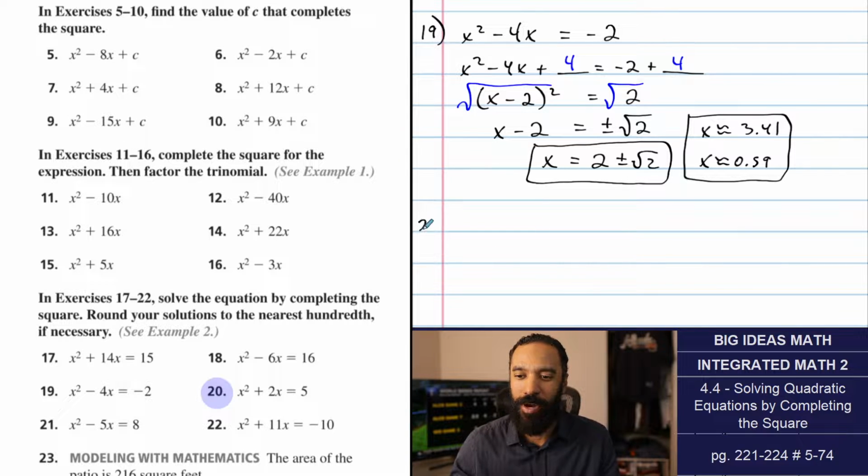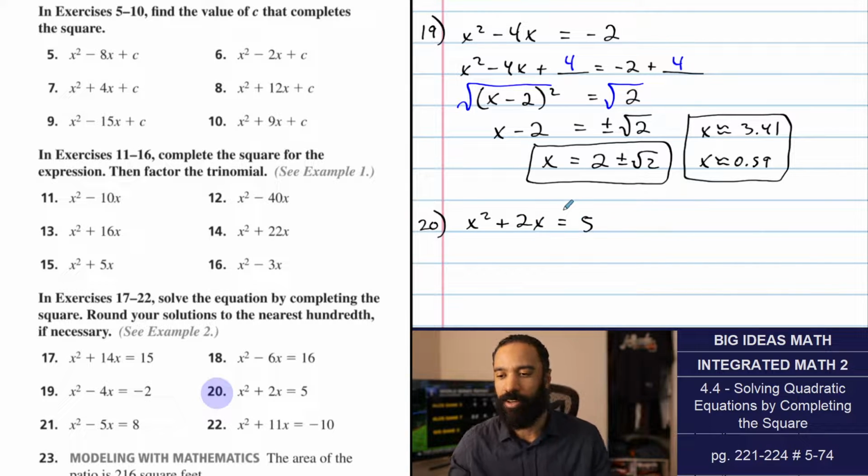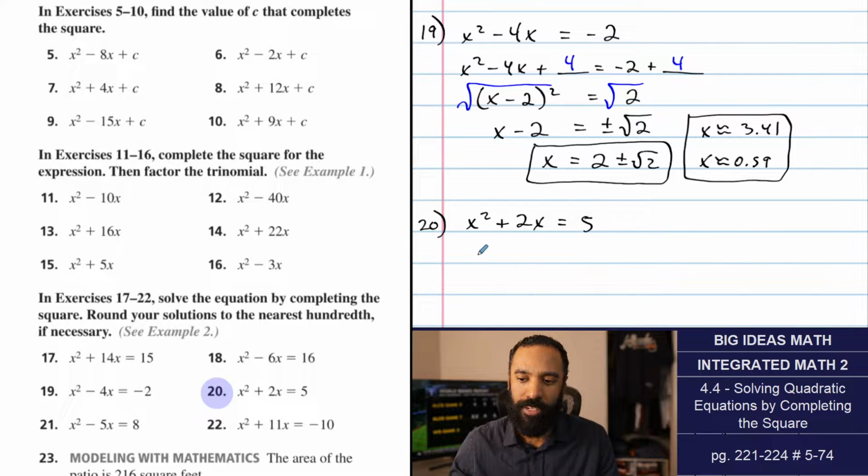Another non-factorable one, so get the calculator ready. We have x squared plus 2x equals 5. I like the variance in problems. They're all pretty good. They're sticking with evens as long as possible. Now they're diving into some of the irrationals. Let's see where we go from here.